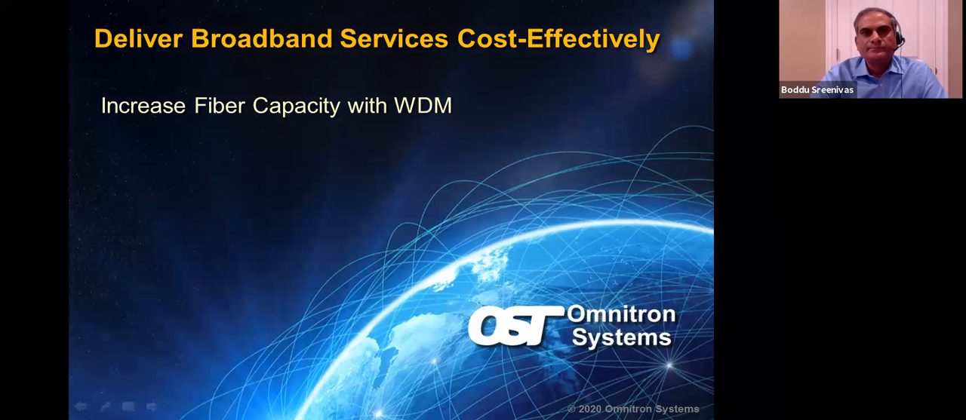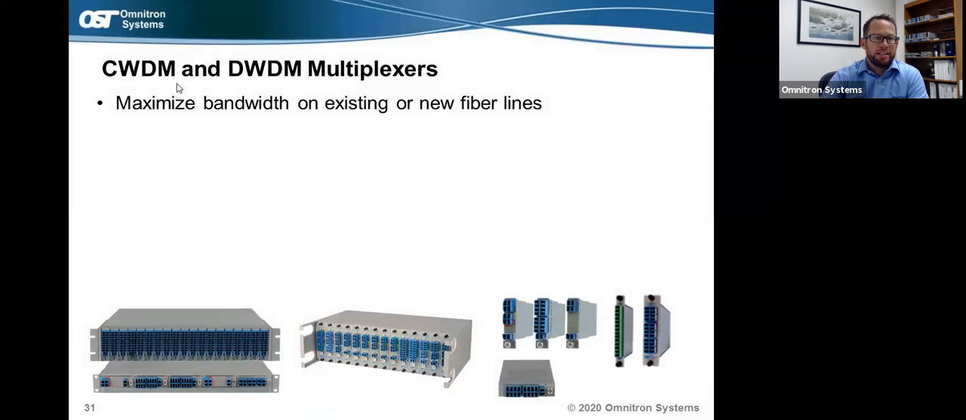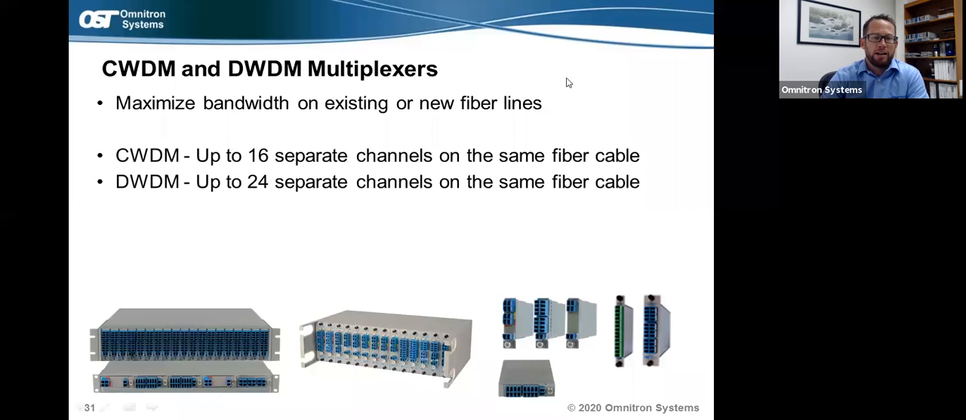Yeah. All right, great. Well, thanks for the NID overview. We're going to switch gears real quick and review some of the CWDM capabilities and how you can increase fiber capacity using CWDM and DWDM multiplexers. Again, these are devices that can be installed into an iConverter chassis, or we also have passive chassis specifically for some of our CWDM multiplexers. And these are great for maximizing bandwidth on your existing fiber or even new fiber lines.